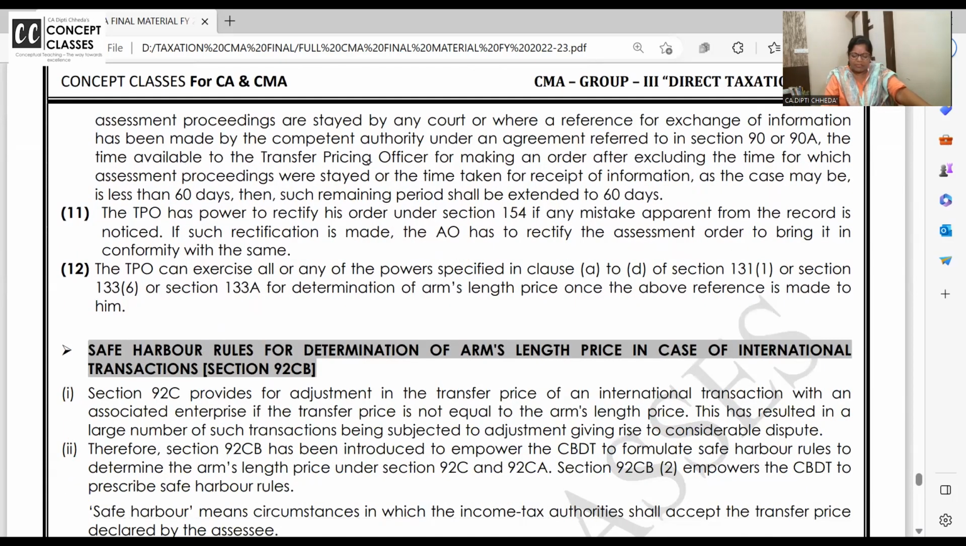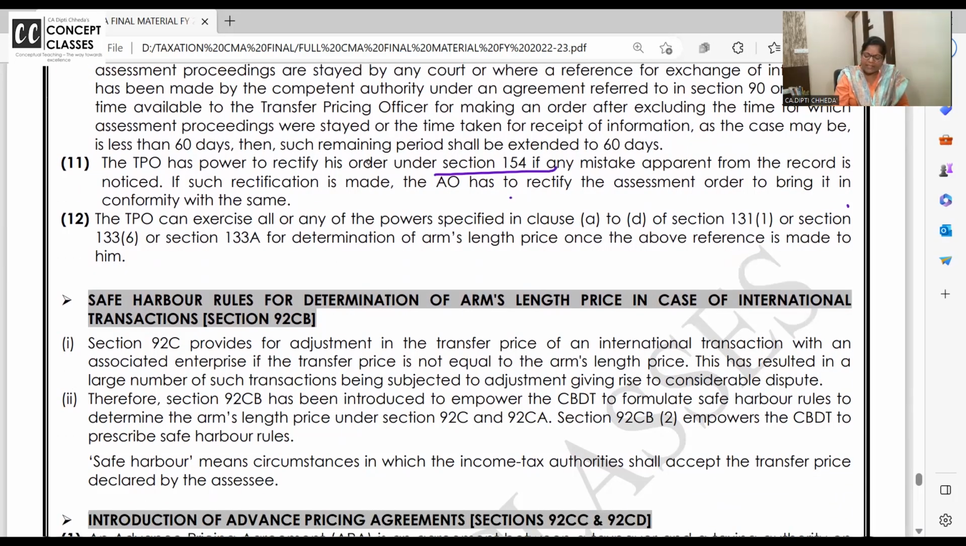TPO has power to rectify his order under 154 if any mistake apparent from the record is noticed. If such rectification is made, AO has to rectify the assessment order to bring it in conformity with the same. TPO has passed the order and that is binding on AO, but if there is a mistake, can it be rectified under 154? You remember? Rectification of order either by the assessing officer or by the SSE or the higher authorities, whoever it comes to the notice of. TPO can exercise all the powers.